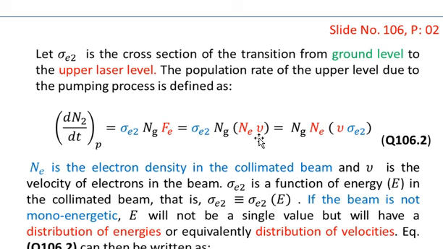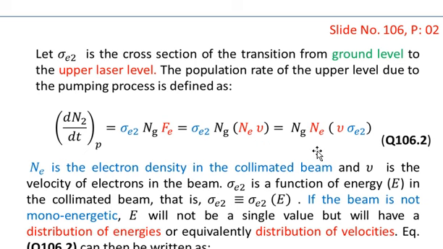Here we are using a single value of V. It means that we are assuming that our collimated electron beam is monoenergetic, that is, all the electrons have the same kinetic energy. And Ne is of course the electron density. So we have replaced Fe in this expression by NeV, the product of electron density multiplied by the velocity of electrons, assuming that the electrons are monoenergetic, that is, they have the same kinetic energy.